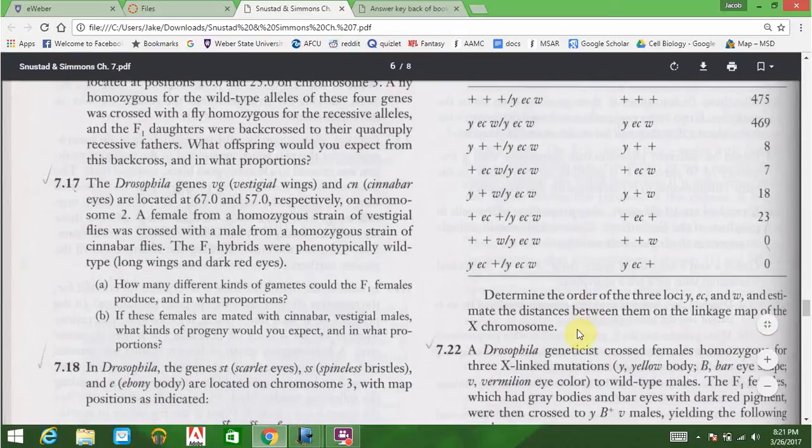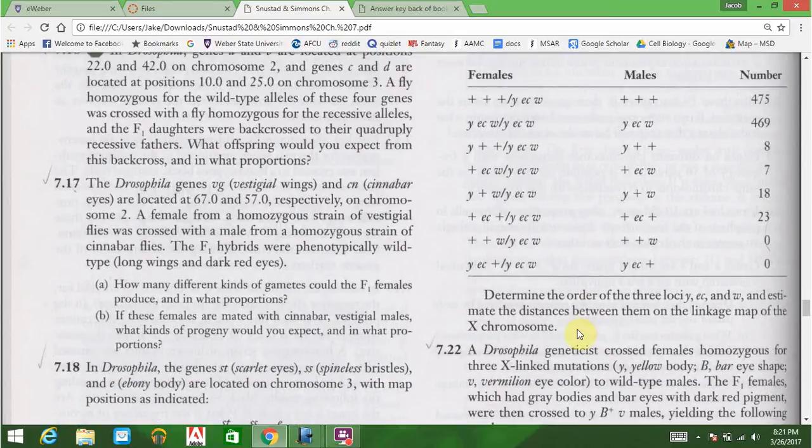It says determine the order of the three loci, y, ec, and w, and estimate the distance between them on the linkage map of the X chromosome. When you need to determine the order, you're going to look for the two rarest combinations. So that's going to be these bottom two here, the ones that didn't produce any. What I like to do is look for the odd man out. Here you can see the w is the odd man out between the w and the y ec, so w is going to be the middle locus.